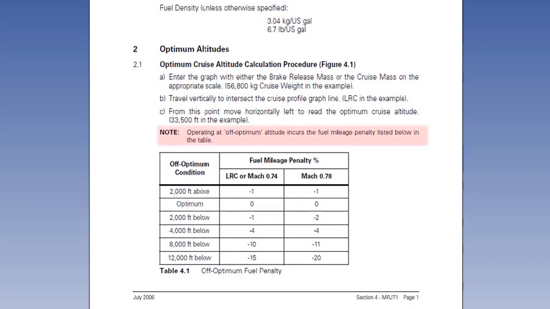Fuel economy is achieved by flying the aircraft at its optimum altitude, which will vary according to the weight of the aircraft. Should it be necessary to fly at other than the optimum altitude, fuel consumption will increase. This is known as a fuel mileage penalty and is shown in a table at the bottom of page 1. The calculation of the optimum altitude will be dealt with in the next lesson.